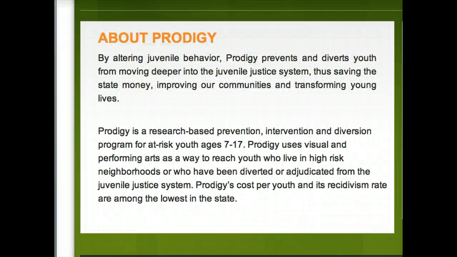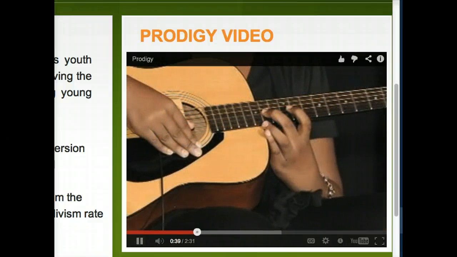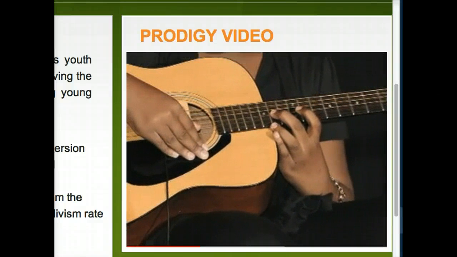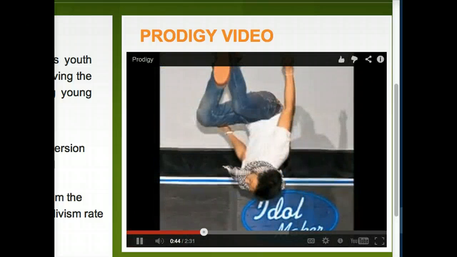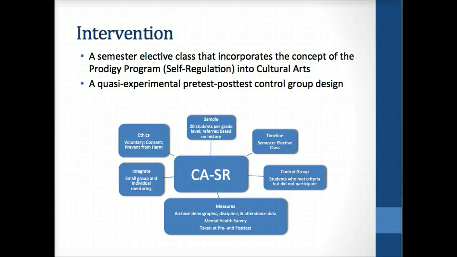One truly feasible intervention is to create a semester elective class that integrates self-regulation skills training into the cultural arts. This program, the Prodigy program, has been found effective for reducing both adolescent antisocial behaviours and mental health issues. Prodigy provides a safe arena where youth can learn communication, problem solving, and conflict resolution skills through visual and performing arts. This intervention would be voluntary and modify the Prodigy program into a cultural arts elective.